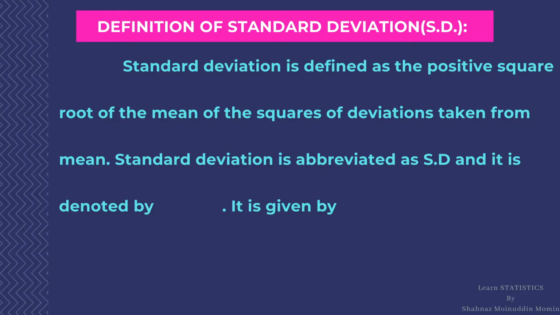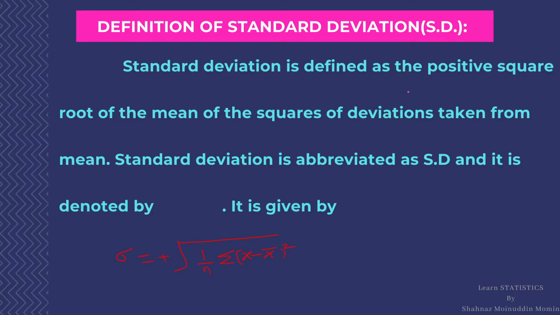In order to understand the definition of standard deviation, I will write the formula for standard deviation first and then explain the definition. Standard deviation is denoted by sigma. I will write the formula, then I will explain. Square root of 1 upon n summation (x minus x bar) whole square. It is a positive square root. So we shall move to the definition.